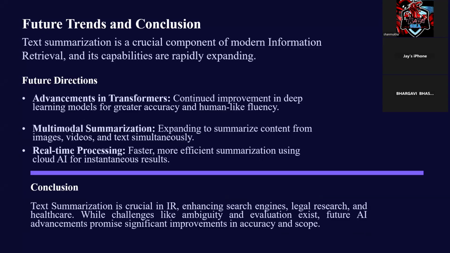These are the future trends and conclusion. Looking forward, personalized summarization will tailor summaries to individual users. Multimodal summarization will combine text, audio, and video data. Real-time summarization will allow instant summaries of live data such as news streams. Explainable AI will help us understand why certain sentences were selected. In conclusion, text summarization is transforming how we retrieve and understand information. By converting long, complex text into concise, meaningful summaries, it helps users across industries make faster and better decisions.